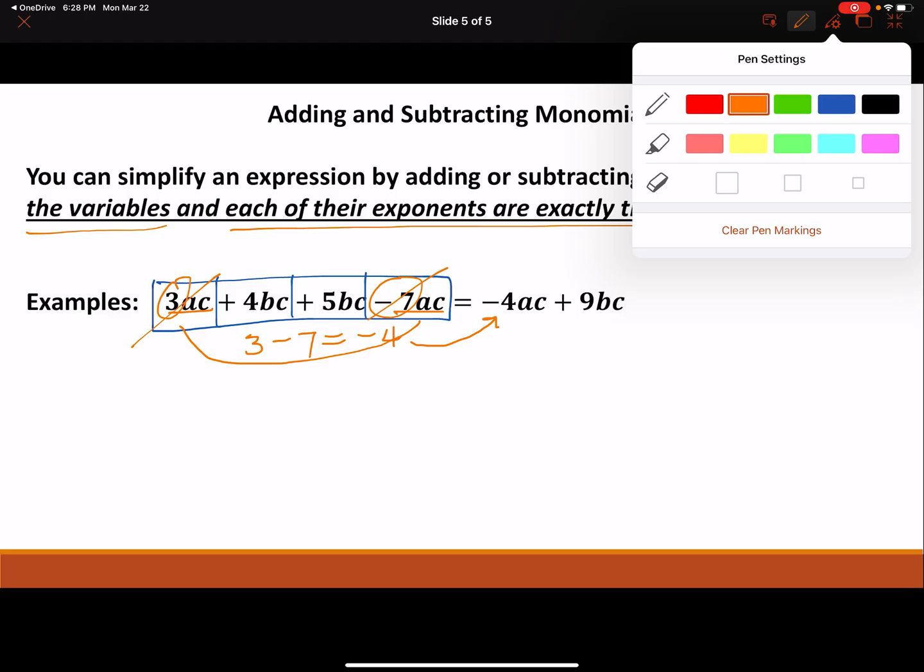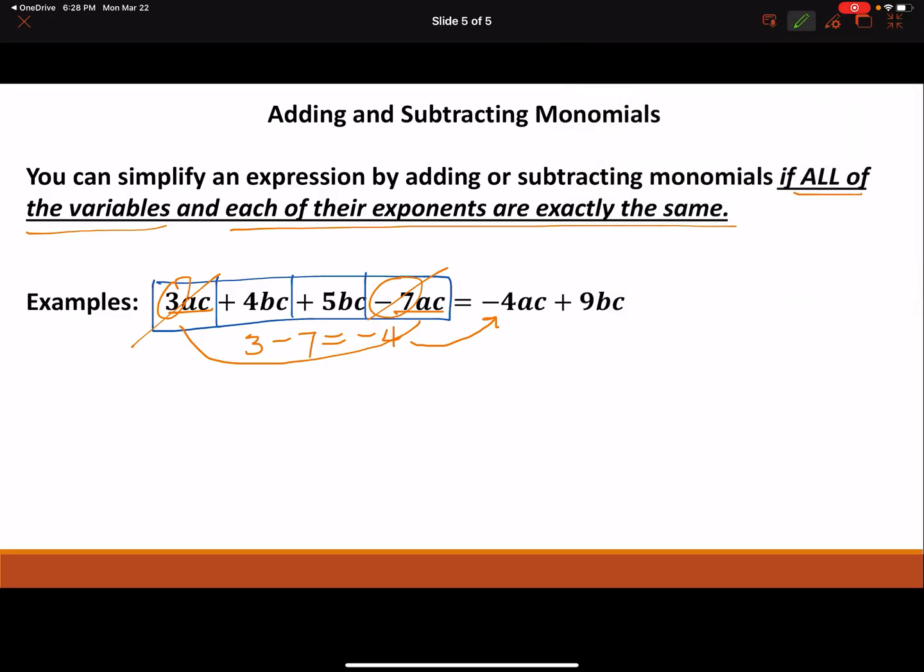Now I'm going to take my next term, 4BC, and it looks like the second and third term share the BC. Both of them are positive, so I can just simply put 4 plus 5, and that's going to give me a 9, which is a positive BC. So that's how you add and subtract monomials. You take the sign in front of the term.